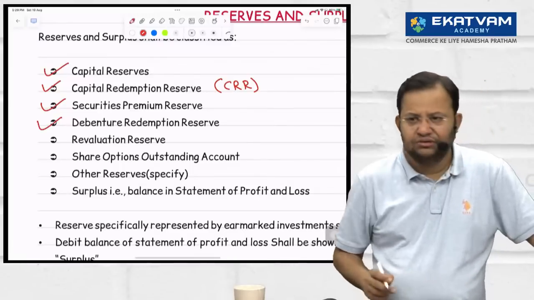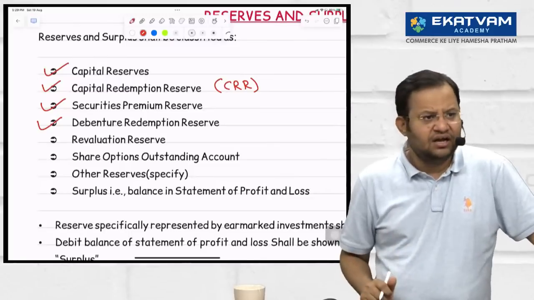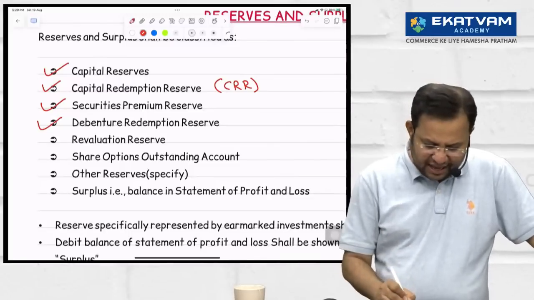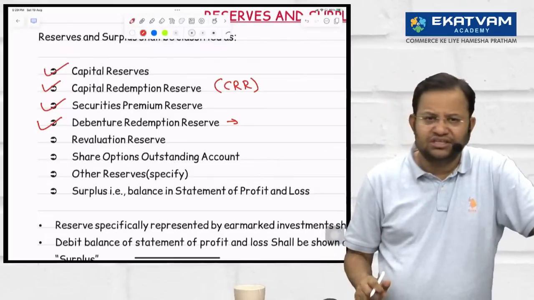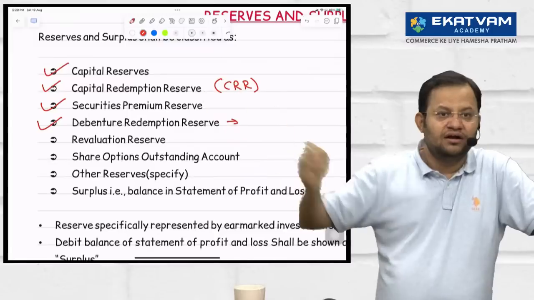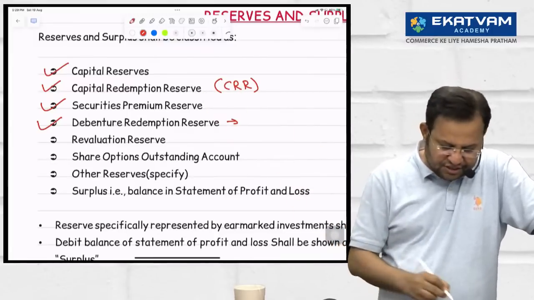Debenture redemption reserve. Just like CRR, whenever you redeem debentures, you have to create a DRR. It is again a capital reserve. You cannot pay dividend out of it. Debenture redemption reserve is created for redeeming debentures. Redeeming matlab repaying.